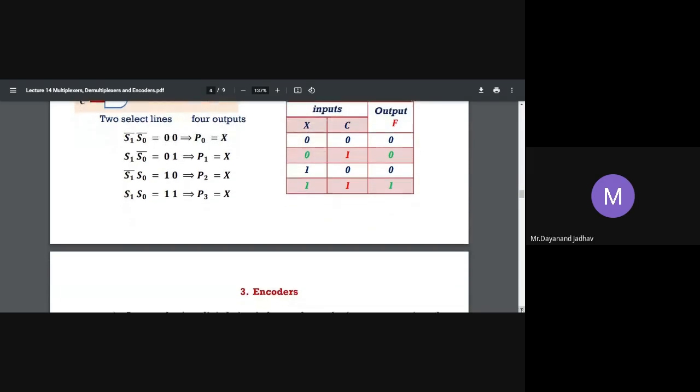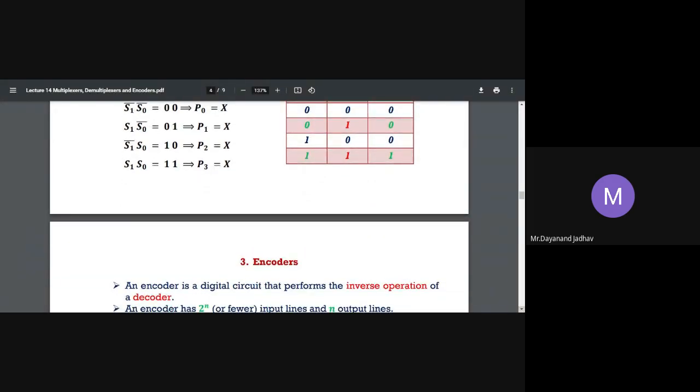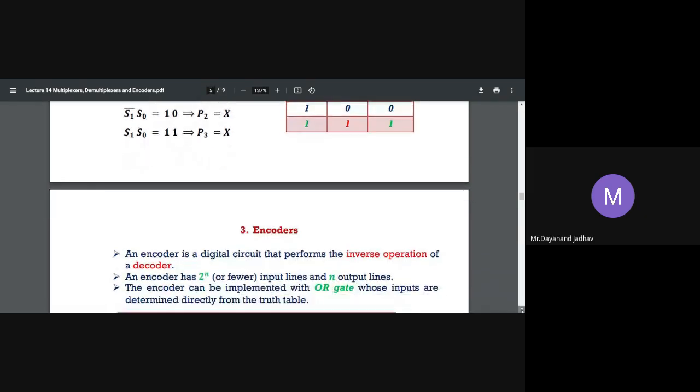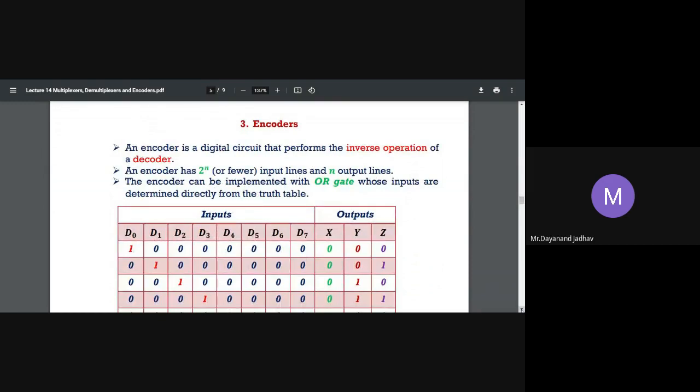Keep in mind that the demultiplexer is the reverse of the mux. Here we consider 8 is to 1 mux: 8 inputs, only one output. When we consider the demux, 1 is to 8 demux, then there is only one input and 8 possible outputs. The select lines determine what will be the output.